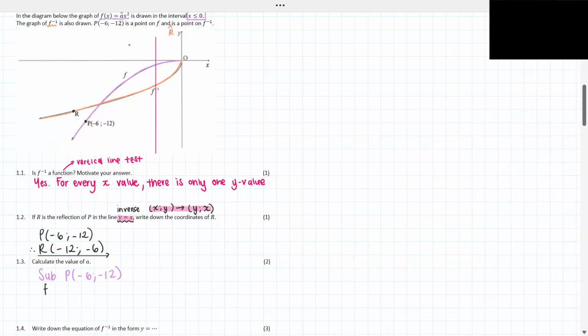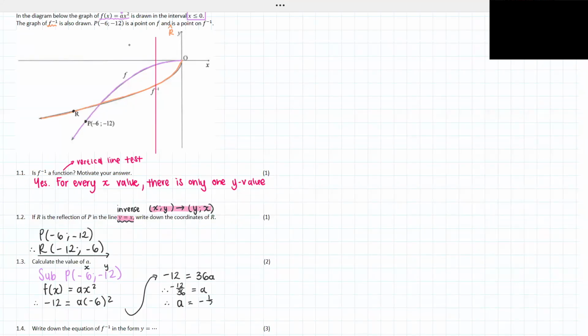I haven't left myself a lot of space here, but anyways, f of x is equal to ax squared. Remember, -6 is your x, -12 is your y. And so we've got -12 is equal to a times -6 squared. I'm just going to carry on up here. -6 squared is 36, so -12 is equal to 36a. We're going to divide both sides by 36, so we end up with -12 over 36 is equal to a. And that a then simplifies to -1/3.